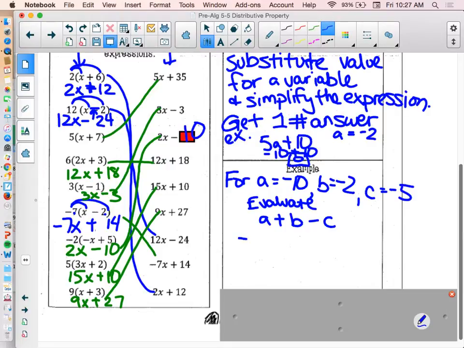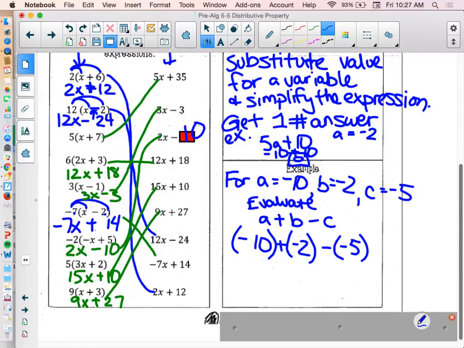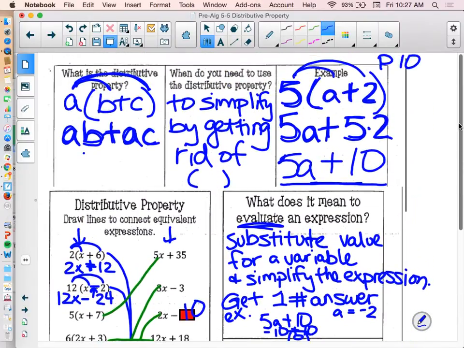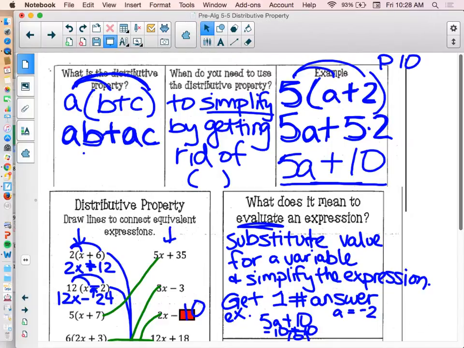And now we come back. -10 plus -2. Remember to use parentheses anytime you're substituting. And then minus -5. This is different from what you're going to be doing for distributing, but it's a quick review. So now we have -12 plus a +5, which is -7. This is called evaluating. Distributing is where you simplify. So this is where you simplify. All right, great job.